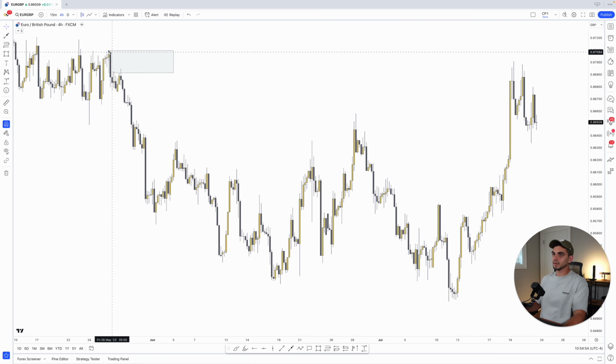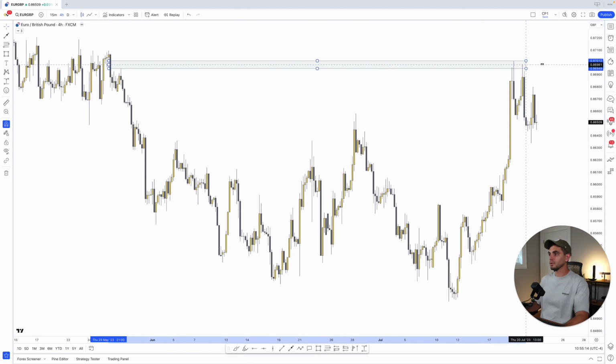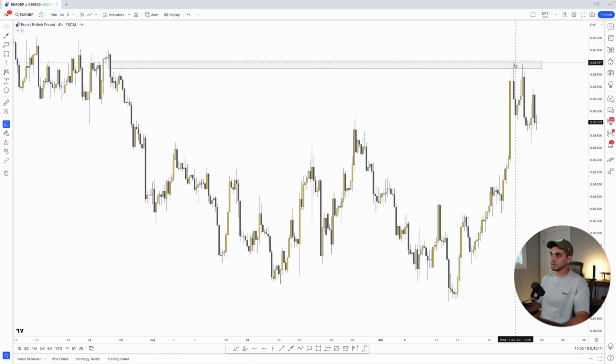Let's extend this out a little bit and just make this more precise to capture that imbalance. So as you can see, the initial imbalance was right there between those three candles. We tapped into it a little bit with this candle and then a little bit more with this candle here, but there's still a remaining gap there. So I'm going to refine that to right there. Let's drag that out. And you can see that lines up very nicely with where price actually tapped into.